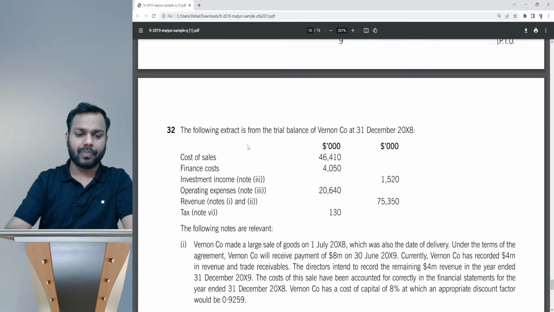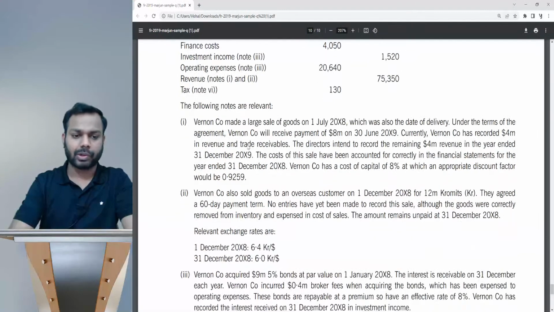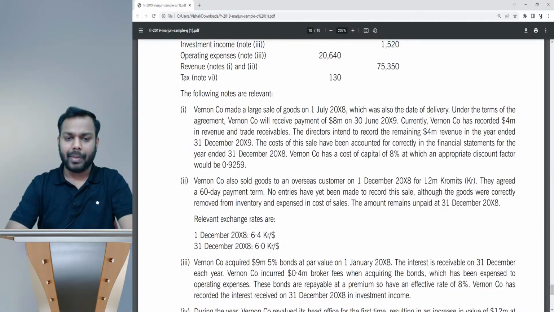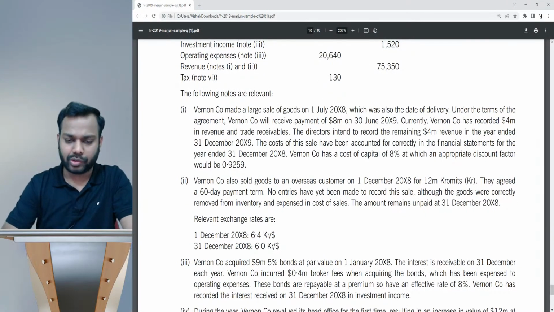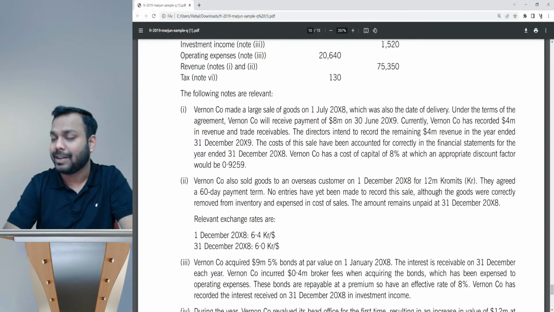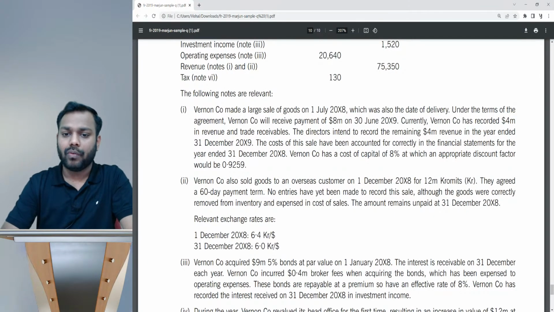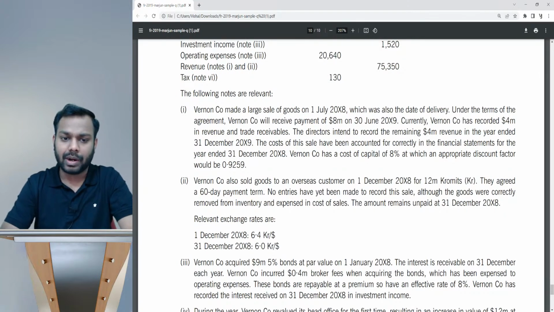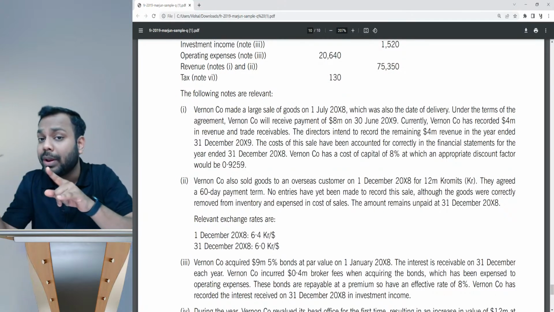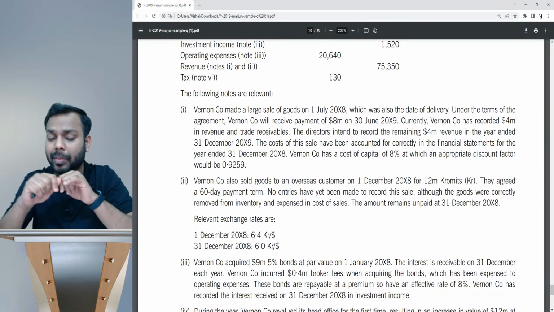Now, okay, first note: Vernon company made a large sale of goods on 1st July 2008, that is during the year, which was also the date of delivery. Under the terms of the agreement, Vernon company will receive a payment of $8 million on 30th June 2009, that is after 12 months.